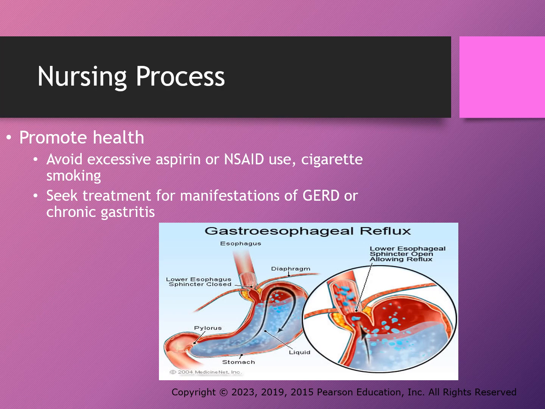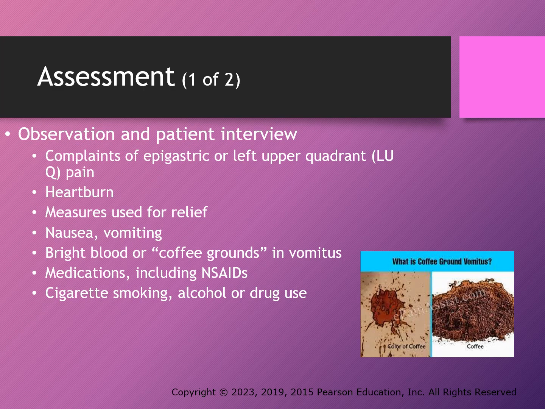Nurses should encourage patients to seek treatment for manifestation of GERD or chronic gastritis, both of which are associated with H. pylori infection. So what is our assessment? So when we observe and conduct the patient interview, we assess for complaints of epigastric or left upper quadrant pain, heartburn or discomfort, its character, severity, timing, and relationship to eating. Measures used for relief: nausea or vomiting, presence of bright blood or coffee grounds appearing in the vomitus, current medications, including use of aspirin or other NSAIDs, and cigarette smoking and use of alcohol.